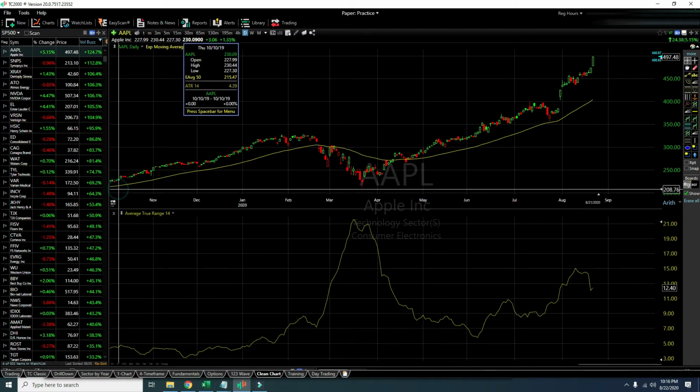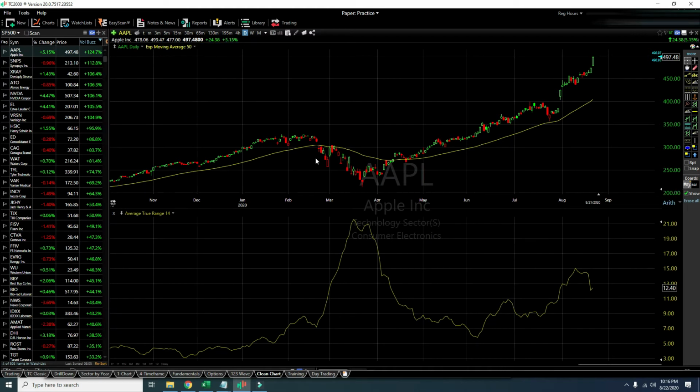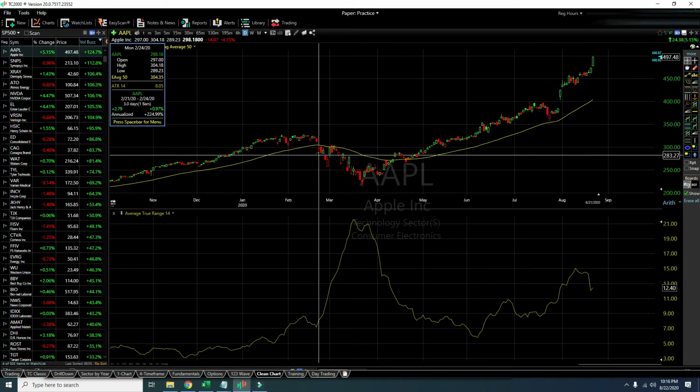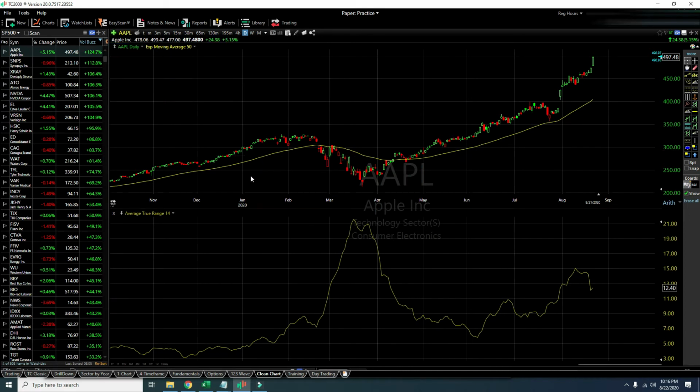You entered in this hypothetical example at 230, using the moving average as a trailing stop loss. You were able to ride the wave till 300, which is about 70 points gain over the course of 5 to 6 months, from October to late February.